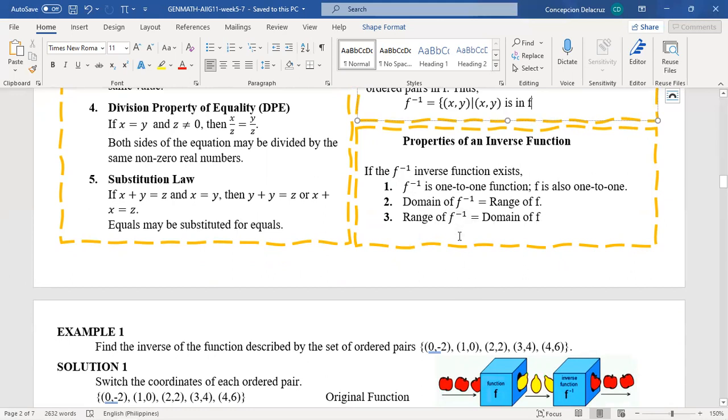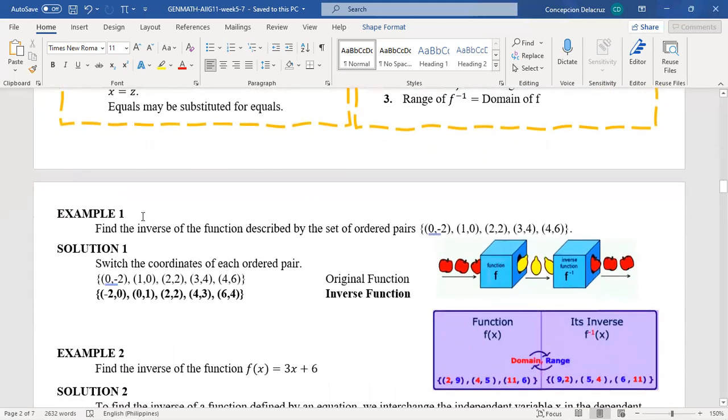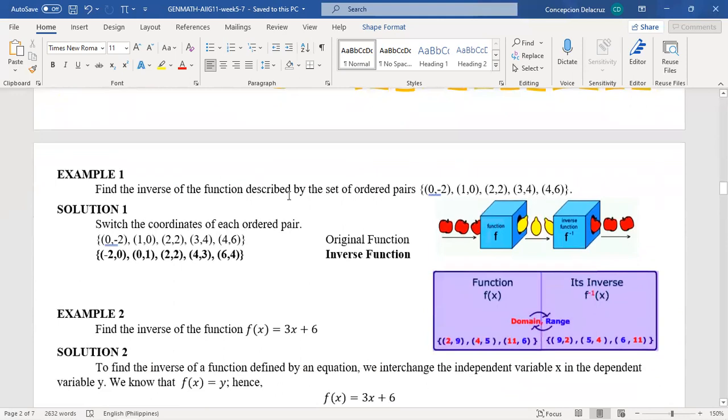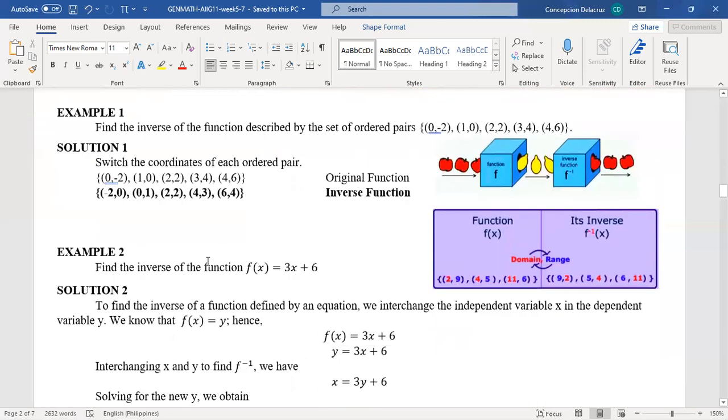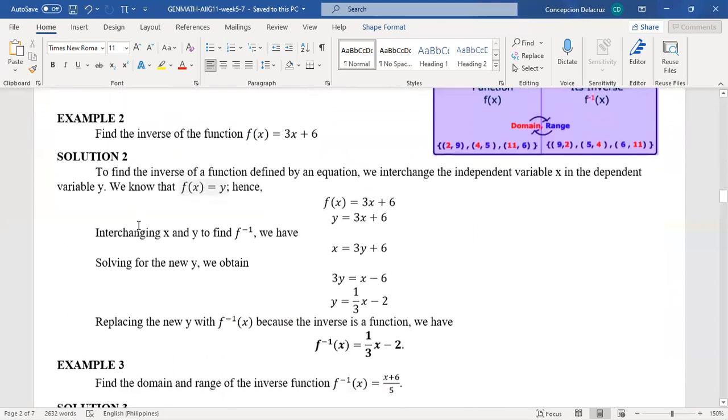So you just switch them around. Inverse, from the word inverse, so you reverse it. Okay? Inverse. Reverse. Example 1. Find the inverse of the function described by the set of ordered pairs (0, -2), (1, 0), (2, 2), (3, 4), (4, 6). So the solution, we just reverse it to get the inverse. Instead of (0, -2), it becomes (-2, 0). Instead of (1, 0), it becomes (0, 1), and so on. So next is example number 2.